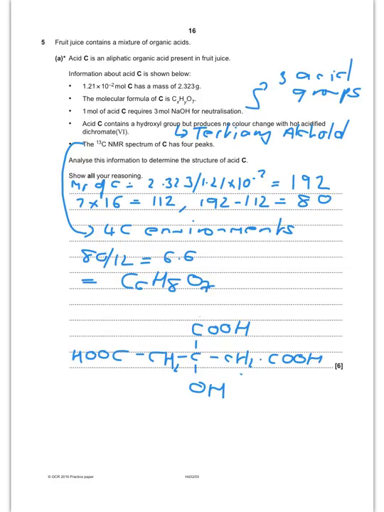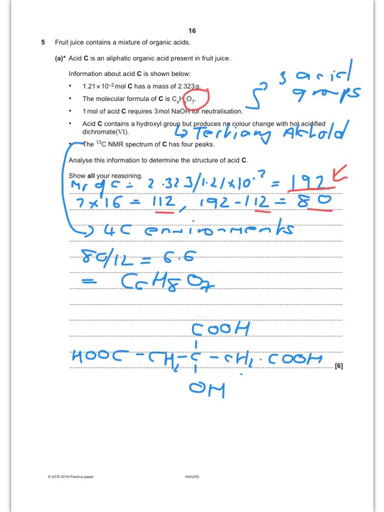Okay, so now I've got to identify this acid C. So it tells me it's an aliphatic organic acid present in fruit juice. So the first thing I can work out is my molar mass of C, because I know the mass of it and I know the moles. So it has a molar mass of 192. But I also know it contains 7 oxygens. So 7 times 16 gives me 102. So I take the 102 away from 192 to give me 80.